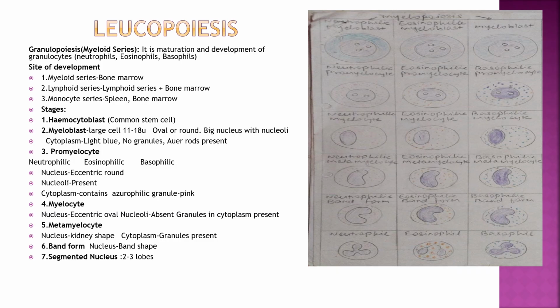Then lymphoid series: hemocytoblast develops into the lymphoblast and then finally the mature lymphocyte. Lymphoblast is round with bluish cytoplasm and a nucleus which contains nucleoli. Then monocyte series: hemocytoblast, monoblast, it is 14 to 20 micron in size, nucleus is oval or kidney shaped, nucleoli present in the nucleus, and cytoplasm is bluish gray. And then finally monocyte is produced, with a kidney shaped nucleus and nucleoli absent.